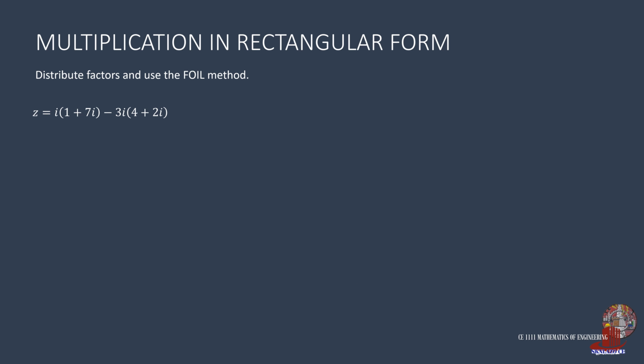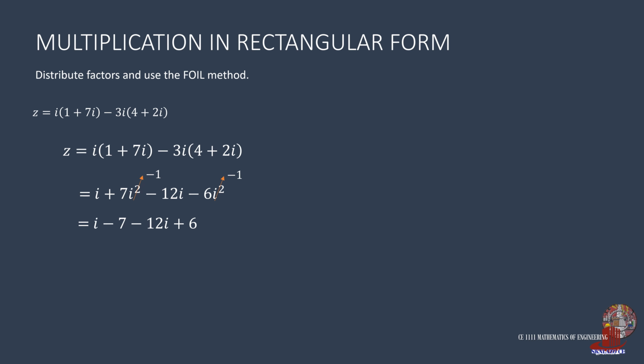The other exercise has monomials multiplied by complete complex numbers. Distribute the external factors to have i plus 7i squared minus 12i minus 6i squared. i squared are then transformed into negative 1. So we get i minus 7 minus 12i plus 6, which can be simplified as negative 1 minus 11i.